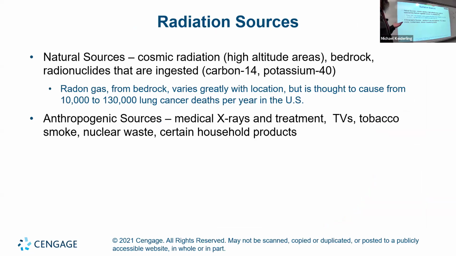So natural sources of radiation are things like cosmic rays, the bedrock, radionuclides that are ingested, and radon gas from bedrock, which varies greatly by location. That's the most common source of radiation in the US. And then there are anthropogenic sources like medical x-rays and treatment, TVs, tobacco smoke, nuclear waste, burning coal, things like that.